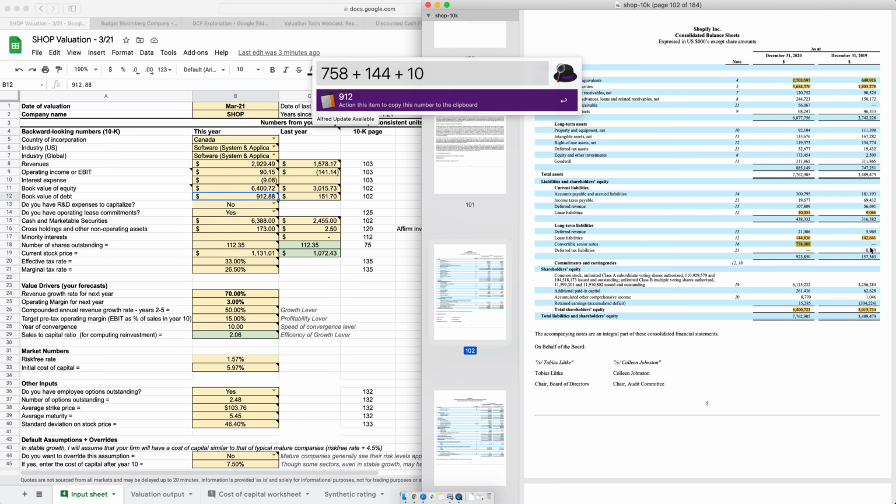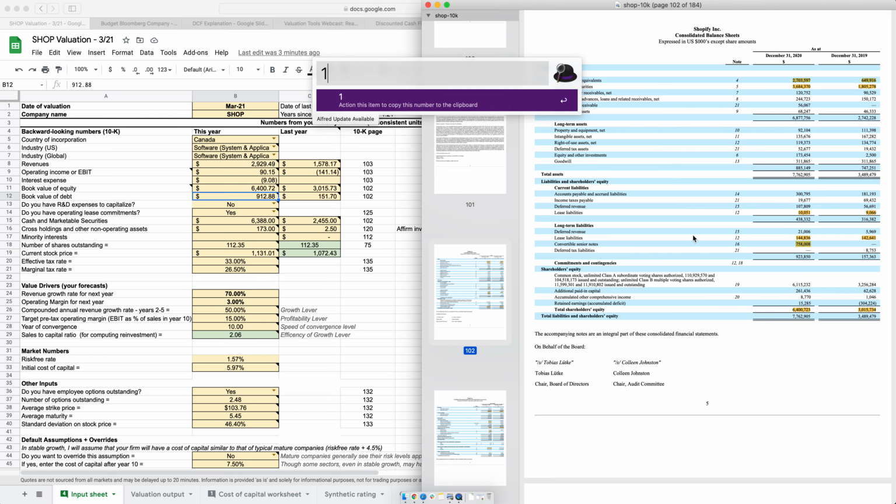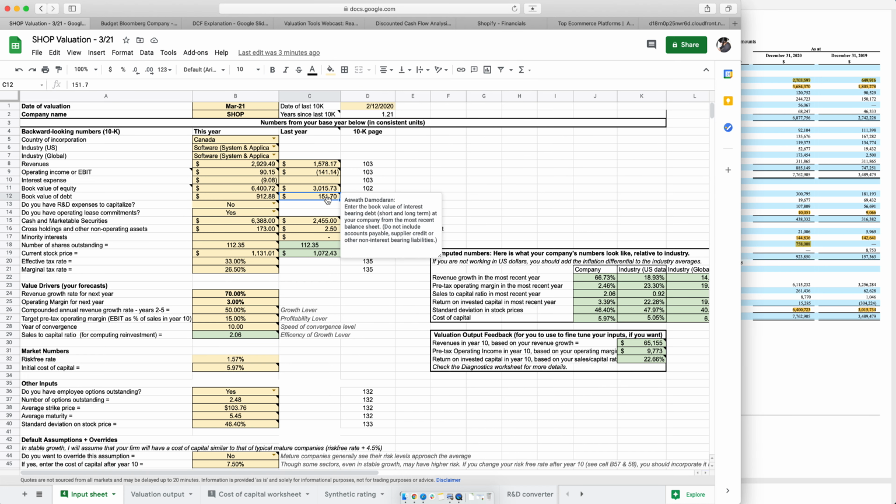And we'll want to do the same thing for last year. So last year we didn't have any convertible notes. And so we have long-term lease liabilities of 142 plus short-term lease liabilities of 9, which gives us 151, which is what I put in here.